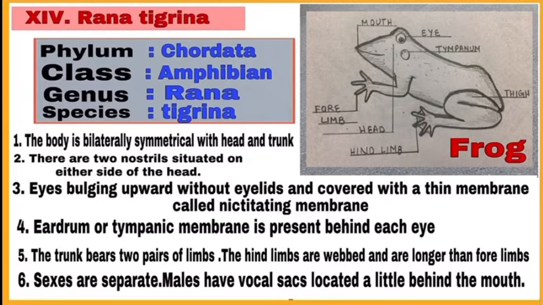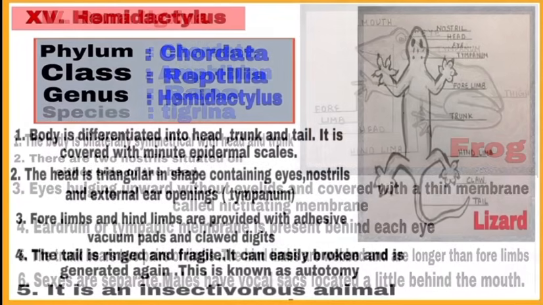Next, the trunk bears 2 pairs of limbs. The hind limbs are webbed and are longer than forelimbs. Come to next, sexes are separate. Males have vocal sacs located a little behind the mouth.